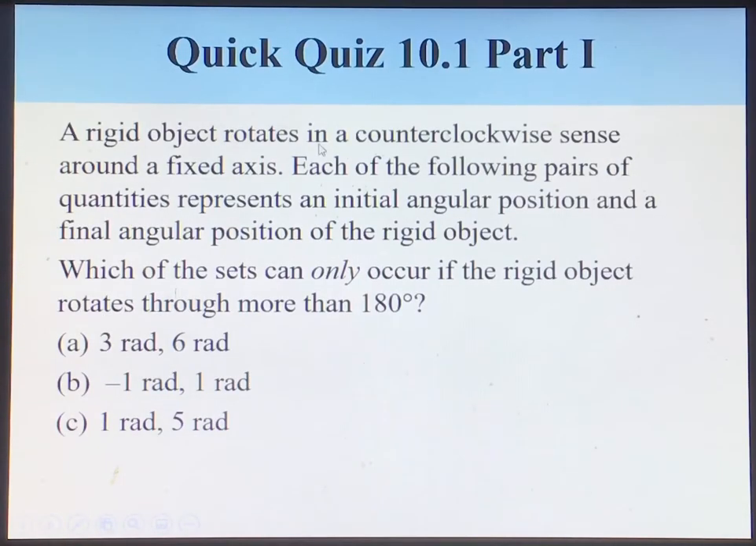All right, so this is quick quiz number 10.1, part 1. Again, I'll let you guys take a look at this quiz just to make sure that you can apply some of the concepts that we've already spoken about.